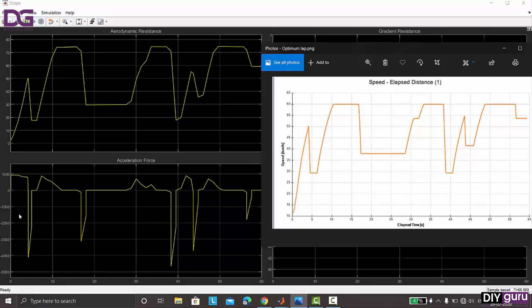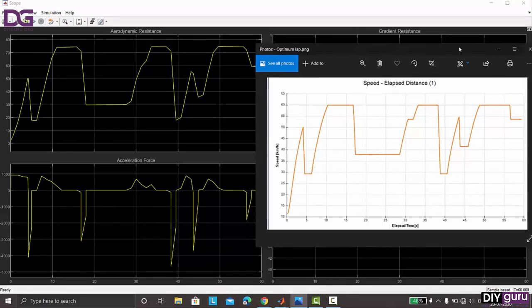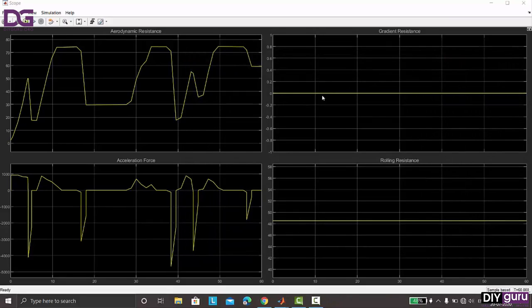This is the acceleration force. The force being negative shows the strong deceleration. As you can see here, the speed has dropped from 50 to 30 kilometers per hour. There is a strong deceleration, and 60 to around 38, again there is a strong deceleration. So the negative values show the strong deceleration and the positive values show the strong acceleration. The gradient force is 0 as there is no slope, and the rolling resistance is constant as it does not depend on the velocity input, or we can say rolling resistance is independent of vehicle speed.